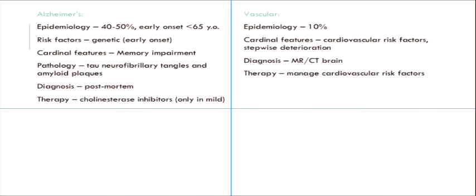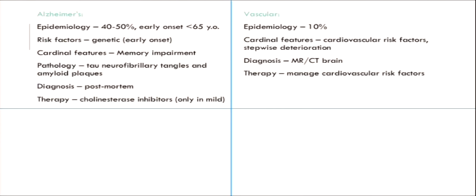The cardinal features are cardiovascular risk factors and stepwise deterioration. All of the other dementias are sort of insidious, and they happen at different rates, from weeks to months to years. But it's just, I slowly got worse, I started noticing this problem. This one is like, she was fine, and all of a sudden the next day she couldn't drive. And then the next day she couldn't get out of bed, and it just happened just like that. That's because they're having small or larger strokes.